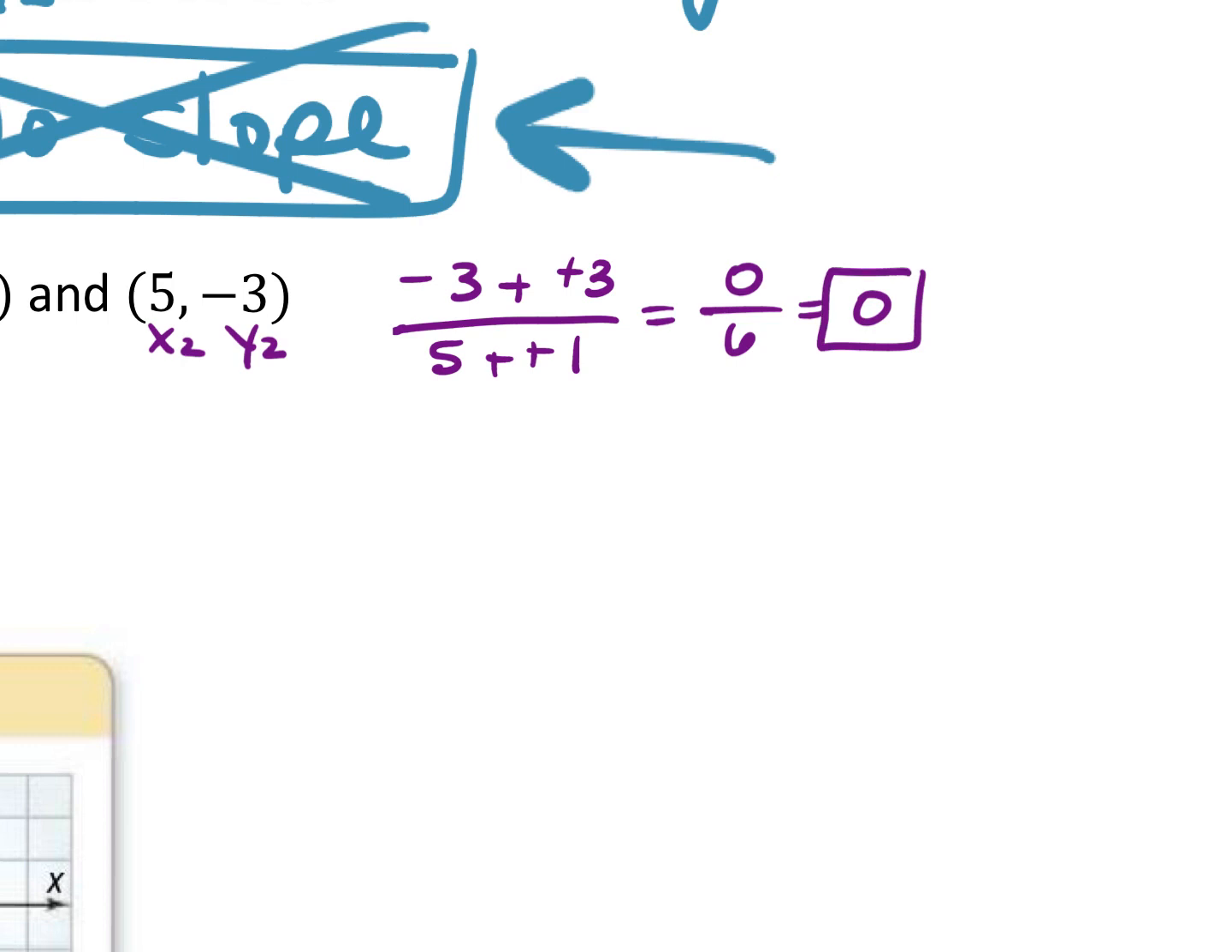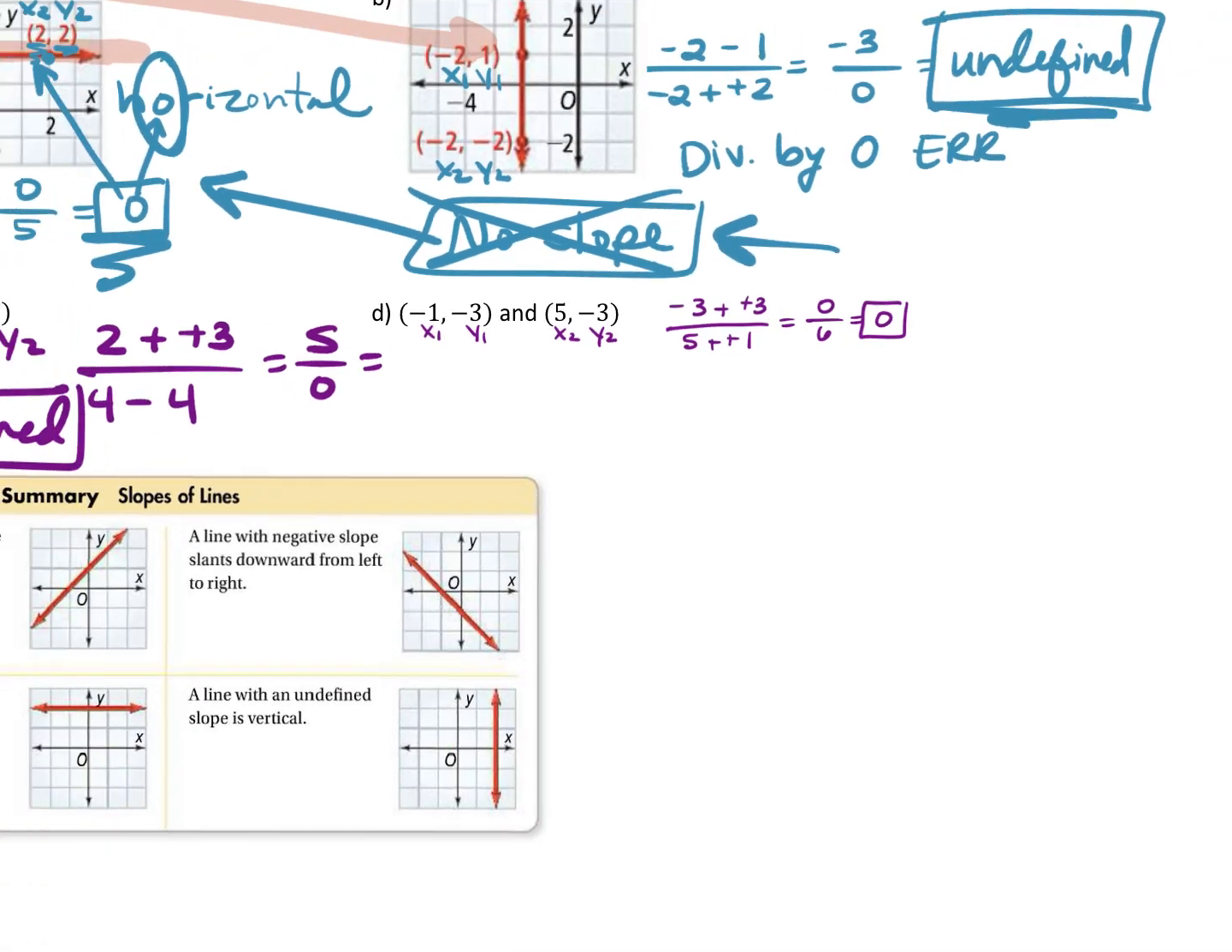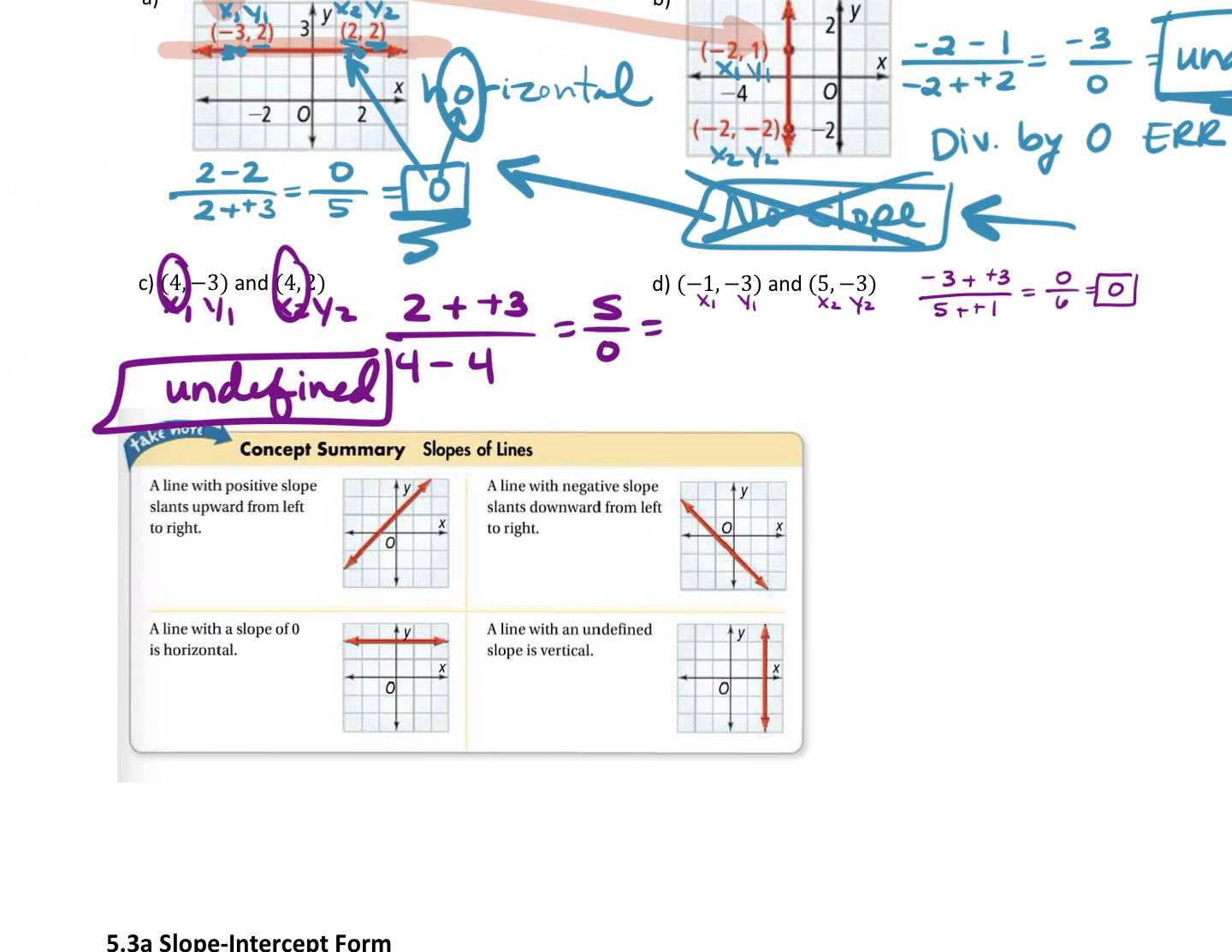Your calculator will tell you if it's an error. If it's an error, it's undefined. If it's not an error, it's that number, which is going to be 0. Okay? So slope there is 0. Slope of C is undefined.